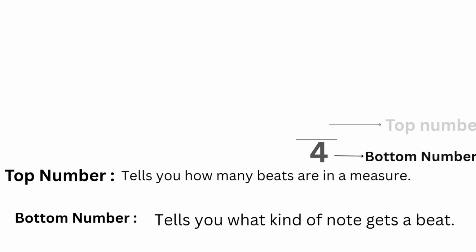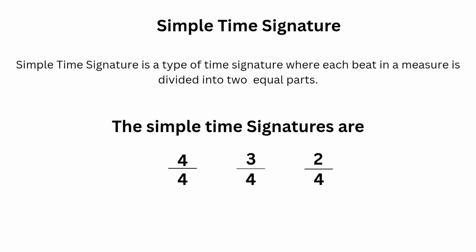Now, let's see what a simple time signature is. A simple time signature is a type of time signature where each beat is divided into two equal parts. The simple time signatures are 4 by 4, 3 by 4, and 2 by 4.